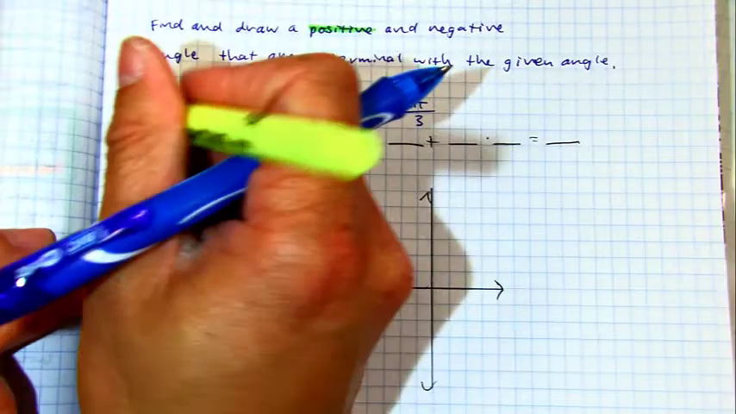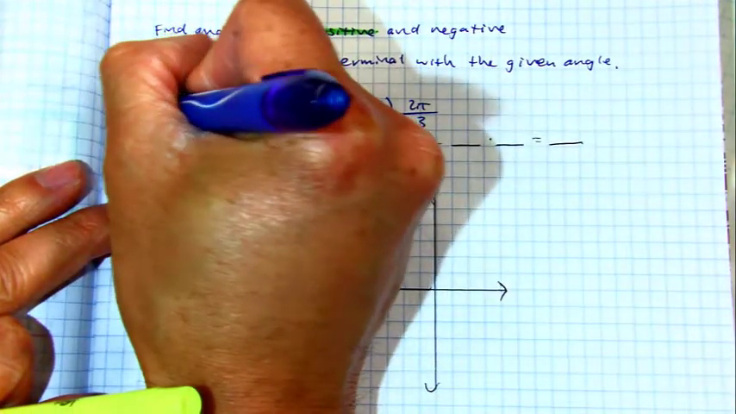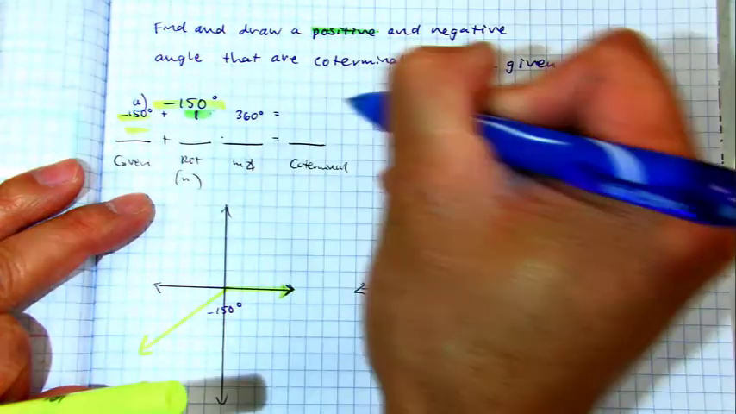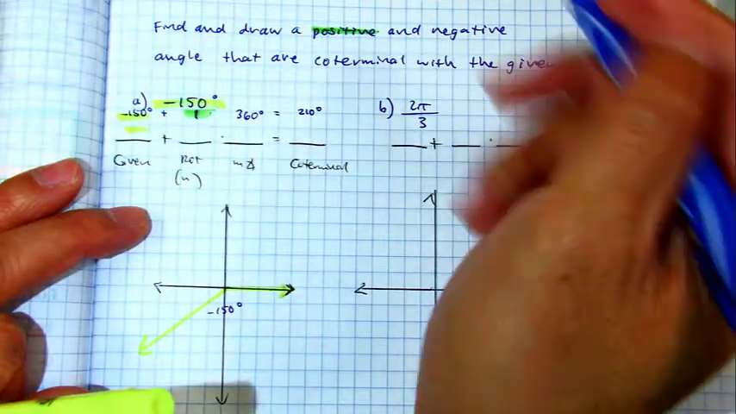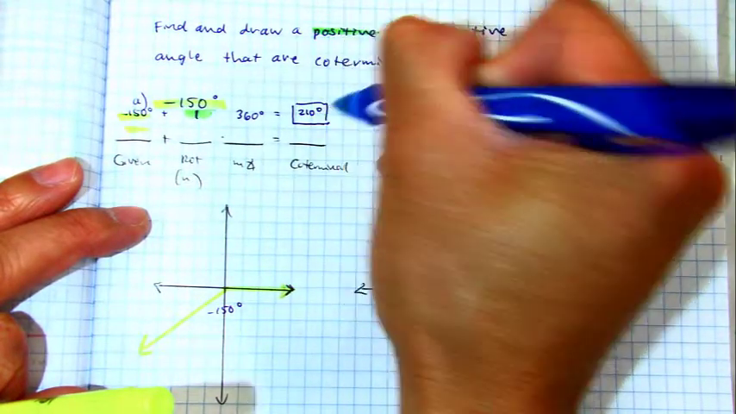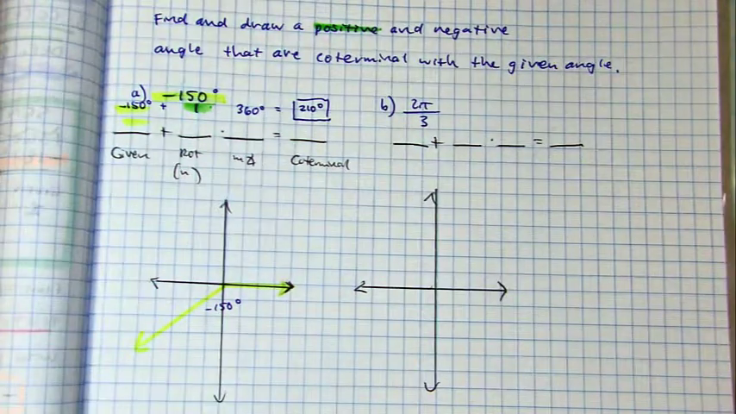So our given angle was negative 150. Damien, negative 150 plus 360? 210 degrees. Raise your hand if you got 210. Now, that is not the only positive angle. You could have added another 360 and gotten 570.